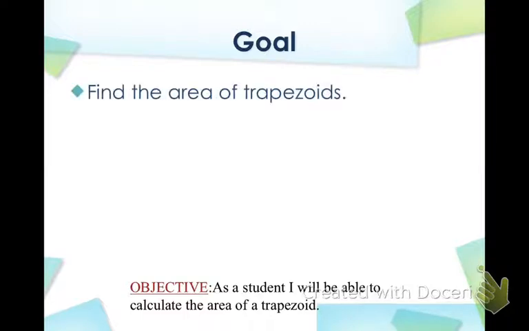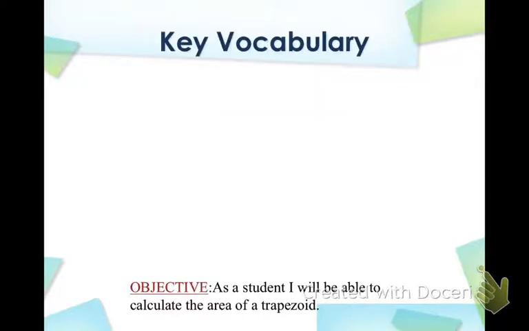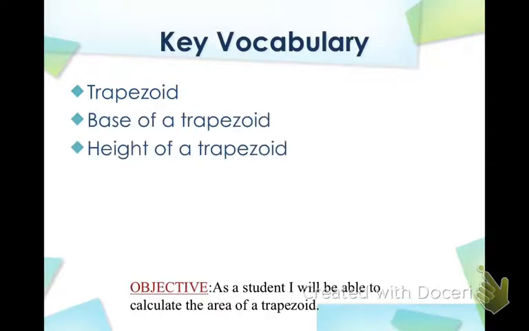Your goal for this video is to find the area of trapezoids, but you're going to need to know some certain vocabulary. Number one, you need to know what a trapezoid is. You need to know the base of a trapezoid, and you need to know the height of a trapezoid.